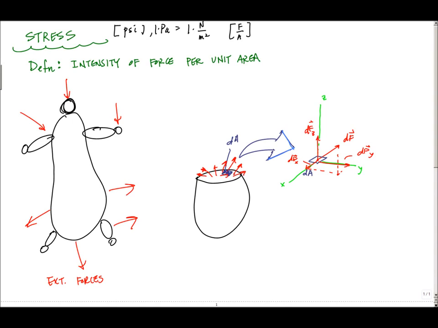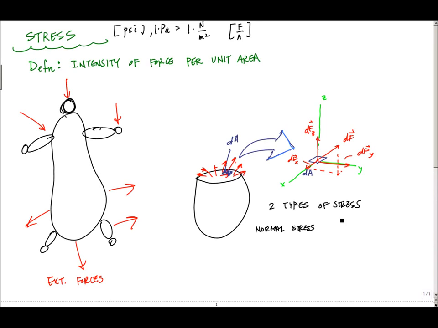And really, there are only two types of stress. Every force results in one of these two types of stress. The first type is normal stress, not because it's normal as in psychologically normal, but normal as in perpendicular. It's perpendicular to this area dA. It's normal to the surface.